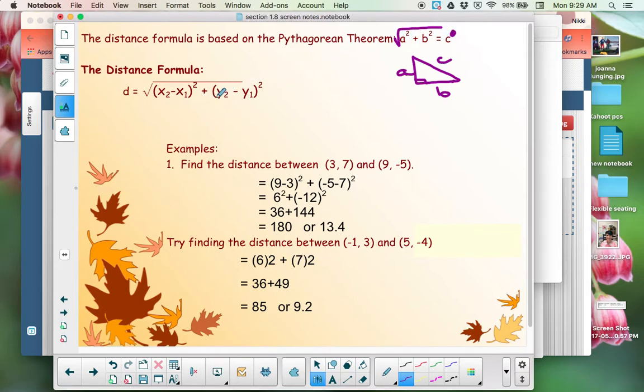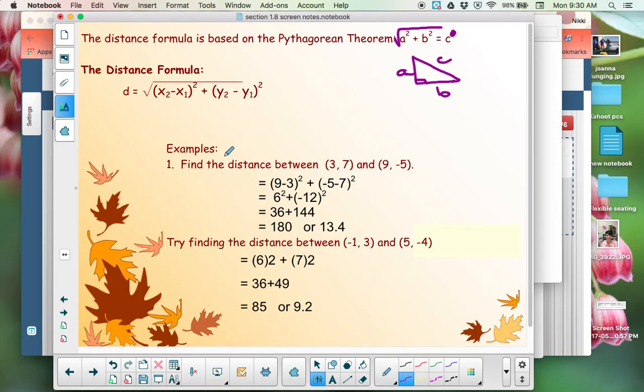Notice that these look very similar now. You have a big square root. You have something squared plus something squared. The only difference between the Pythagorean theorem and the distance formula is that I'm not just going to give you A and B. You're going to have to find your A value by subtracting the x coordinates of the points, and you're going to find your B value by subtracting the y coordinates of your points.